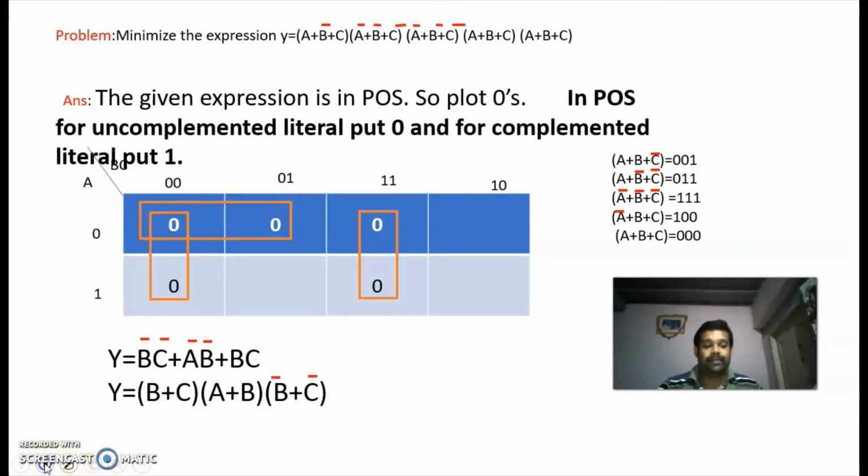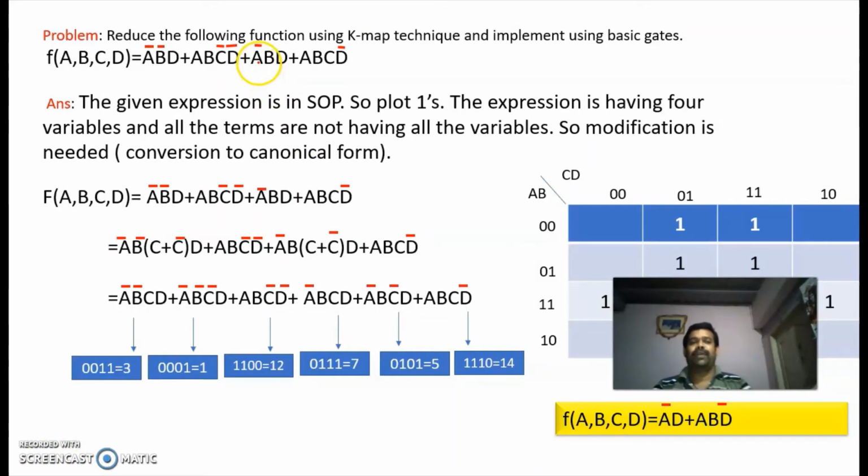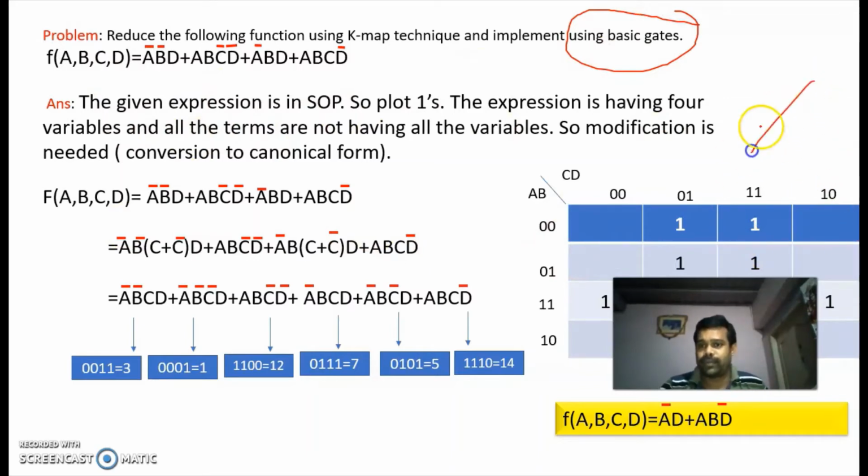So next problem, reduce the following function using K-map technique and implement using basic gates. You have to implement using basic gates. This is an important problem. Why? Because here this is the expression f of a b c d is equal to a bar b bar d plus a b c bar d bar plus a bar b d plus a b c d bar.